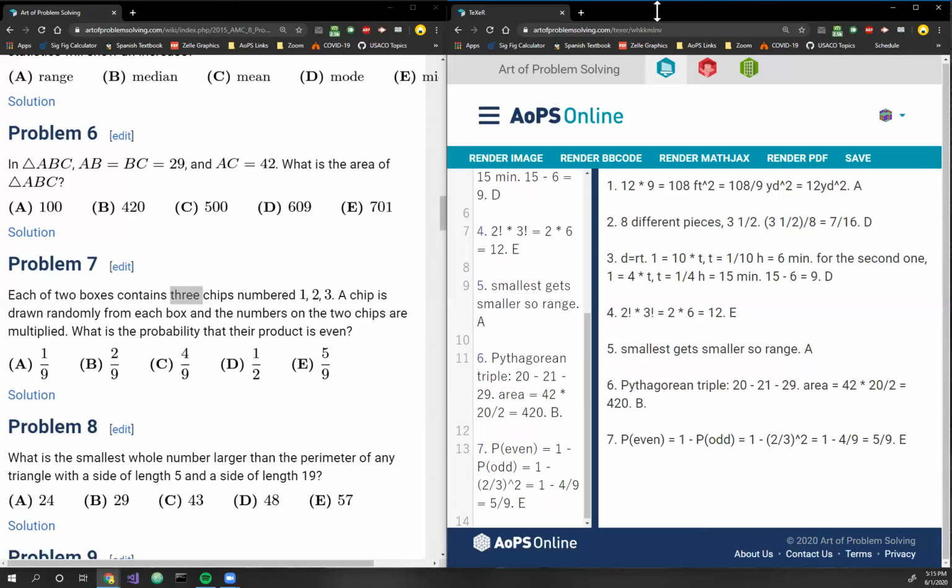This can also just be done by listing out all the possibilities. When it's even, you can just write 1, 2, 2, 2, 2, 3, 2, 1, 3, 2. These are all the possibilities, but it's really easy to screw this up. So it's better to do it with complementary counting.